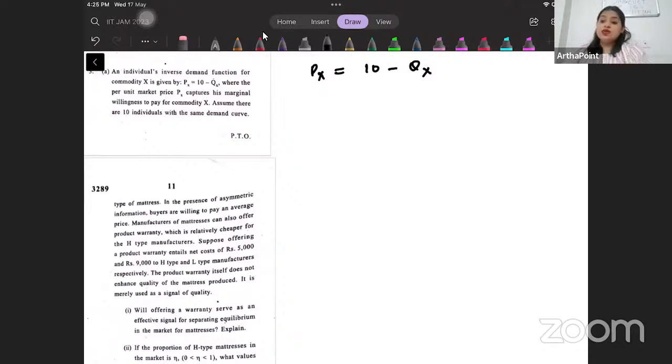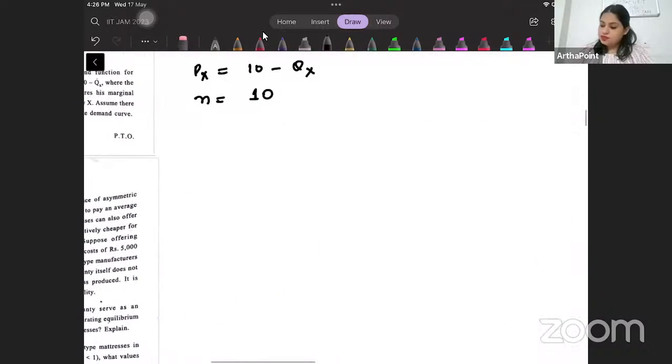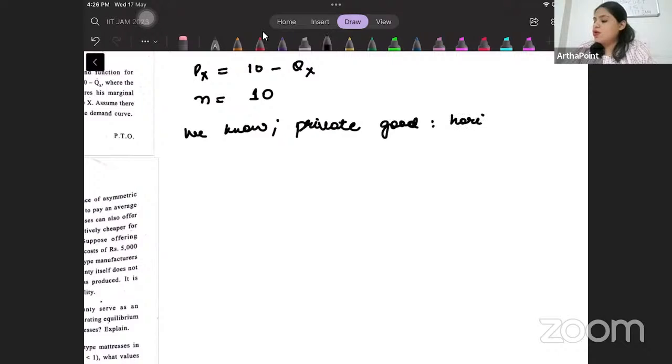There are 10 individuals with the same demand curve. So N is given to me as 10. I have 10 individuals who have the same demand curve. Okay. Now it says, find and plot the market demand curve for X if X is a private good. Okay. So beta, we know that for a private good, we always do horizontal summation.